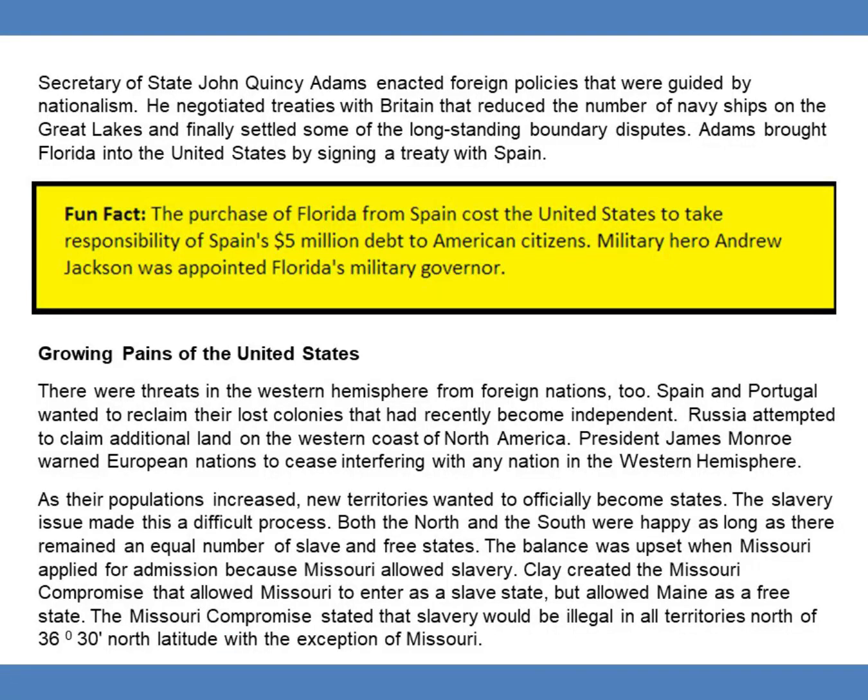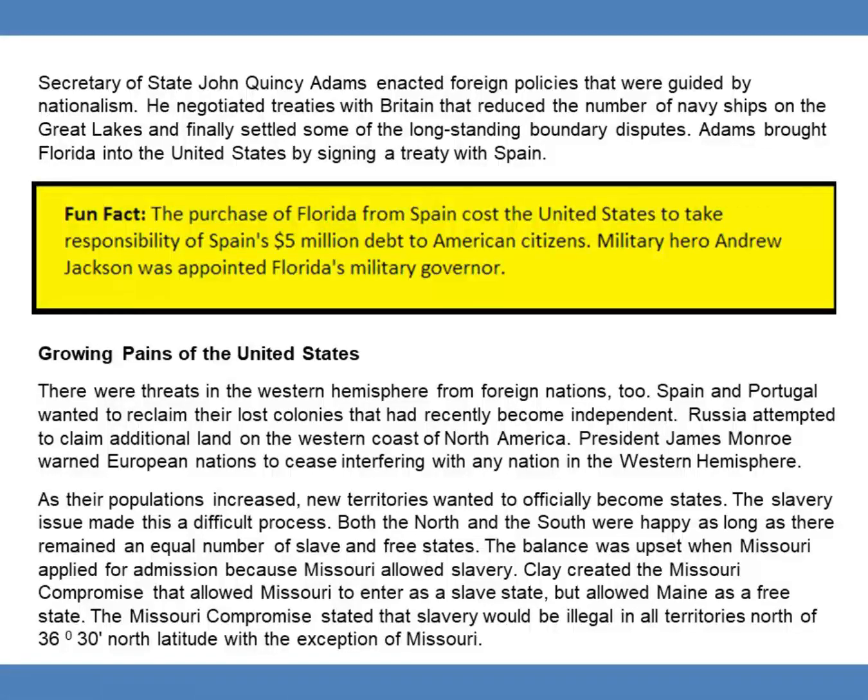Fun fact: the purchase of Florida from Spain caused the United States to take responsibility of Spain's $5 million debt to American citizens. Military hero Andrew Jackson was appointed Florida's military governor.